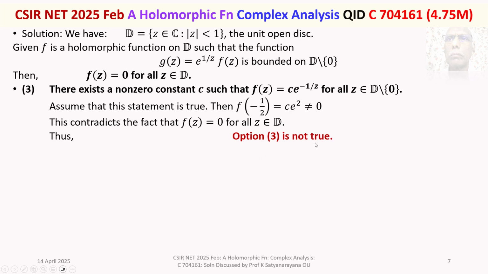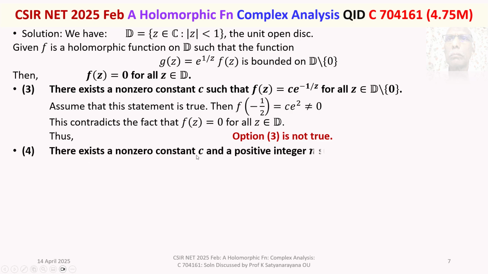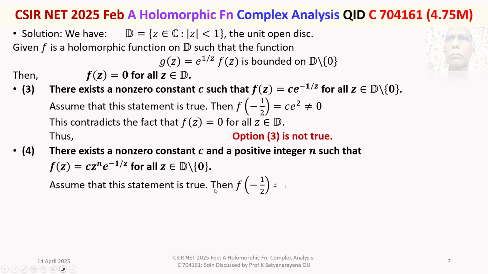Good. Let's move to option 4. There exists a non-zero constant c and a positive integer n such that f of z is equal to c into z to the power of n into e to the power of minus 1 by z for all z belongs to D minus singleton 0. Again, we prove that this is not true by contradiction. Assume that this statement is true.